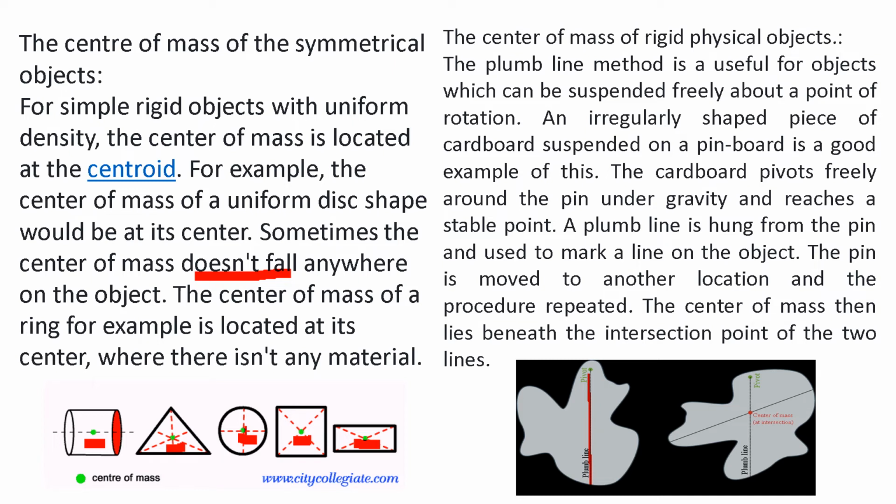Now the pin is moved to another location and we repeat the same procedure. Then we can find another plumb line. We find the intersection of these two plumb lines, and this point is nothing but the center of mass of the rigid object. So the plumb line method is very useful to find the center of mass of a rigid object.